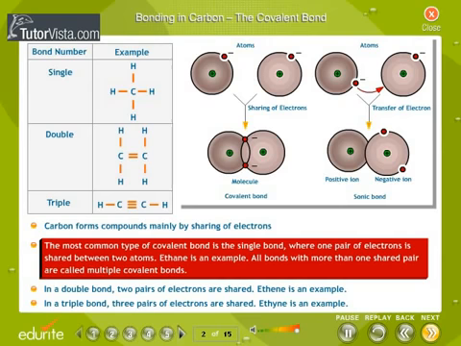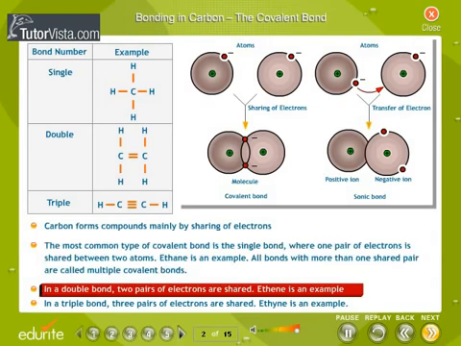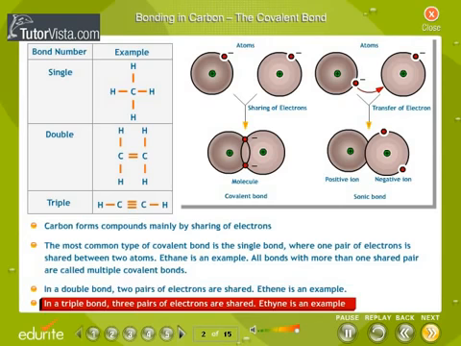All bonds with more than one shared pair are called multiple covalent bonds. In a double bond, 2 pairs of electrons are shared. Ethene is an example. In a triple bond, 3 pairs of electrons are shared. Ethyne is an example.